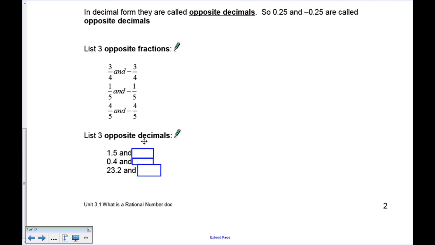So take a look at the three opposite decimals. 1.5 would be negative 1.5, 0.4 would be negative 0.4, and 23.2 would be negative 23.2. And when you put these together, you'll notice that they will also form 0.